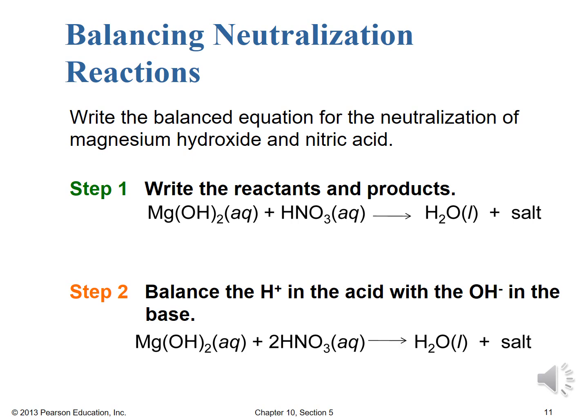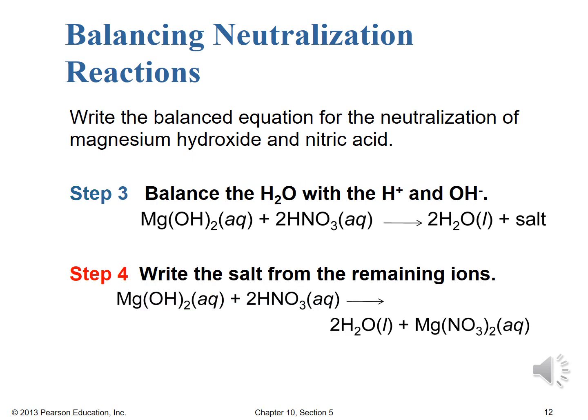We know we're going to get water plus salt. So our products are all going to fall into that category. It's just the specifics of the salt that are going to depend on the specifics of the reaction. Step 2 here, we'll balance the H plus in the acid with the OH minus in the base, and we see here we've got 2 moles of OH minus from the magnesium hydroxide base, so we're going to need 2 moles of H pluses from the nitric acid. All right, and that's going to ultimately form 2 moles of water, but we'll save that for the next step.